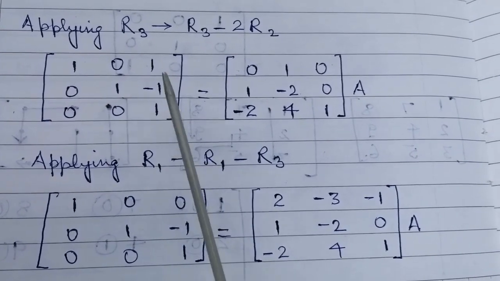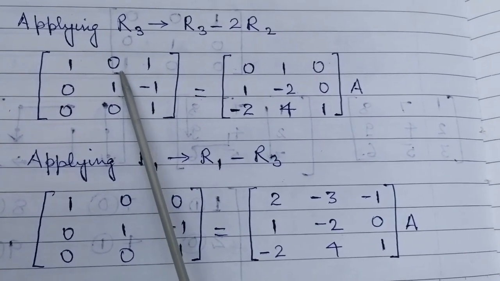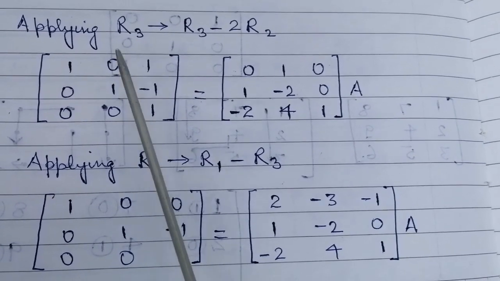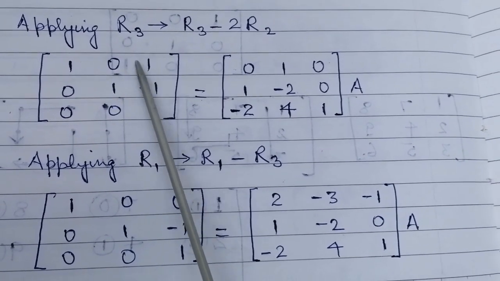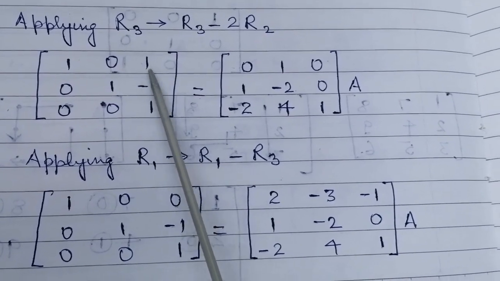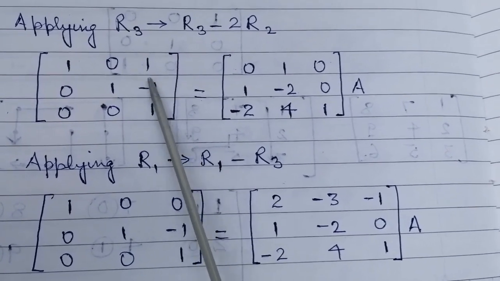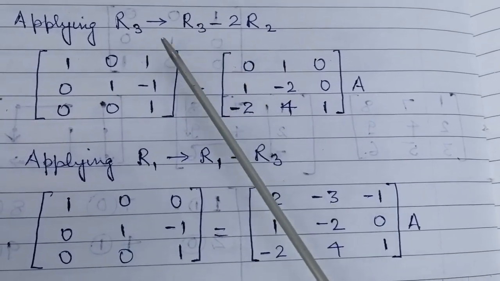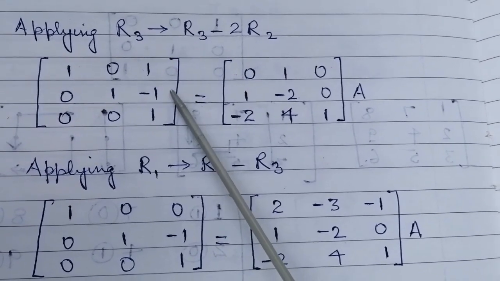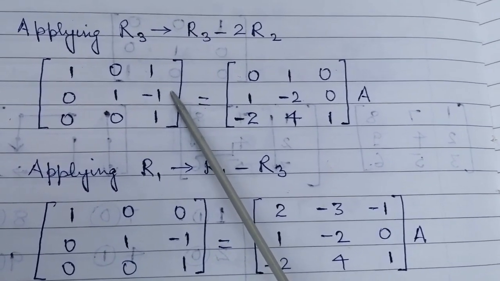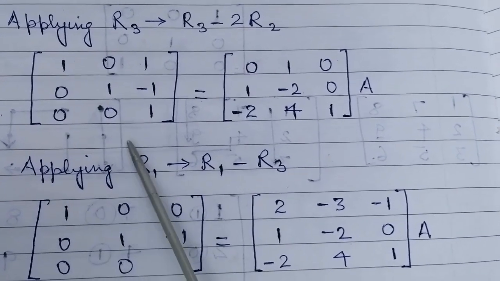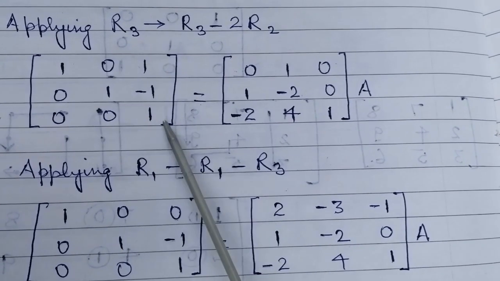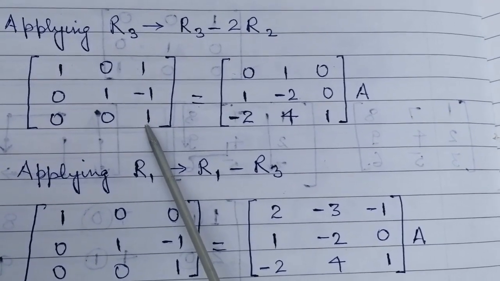Now I should go to 7. 7 comes here. So already we are having 0 here. So fine, right? Then 8. I have to make this element 0 now, right? So here you are having 1. So 1 plus minus 1 will be 0, or R1 minus R3. 1 minus 1 is also 0, right?